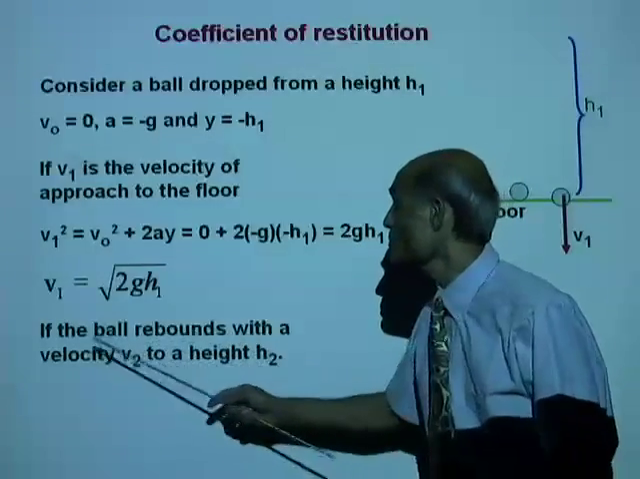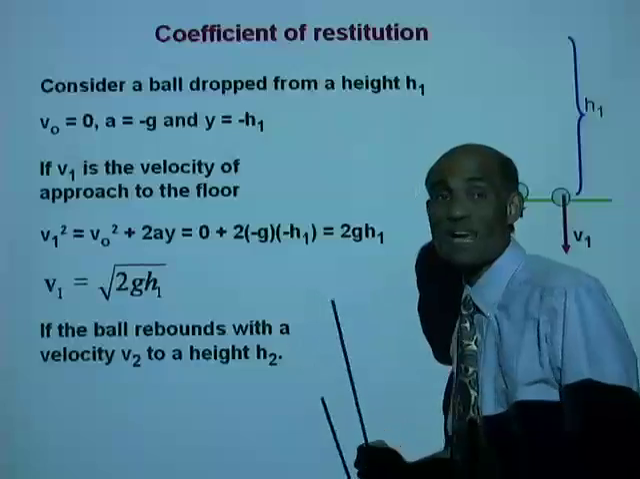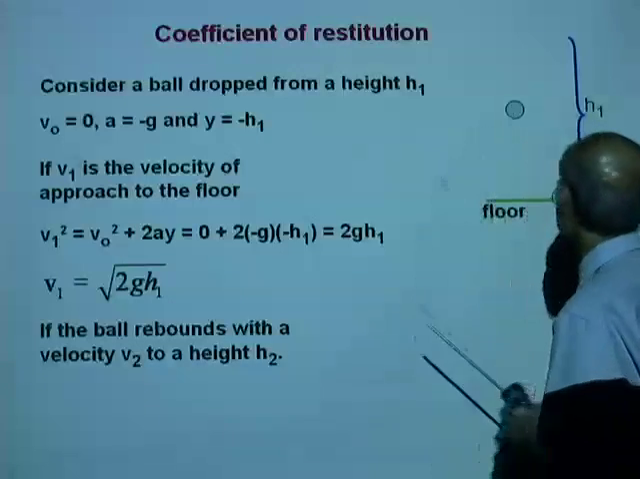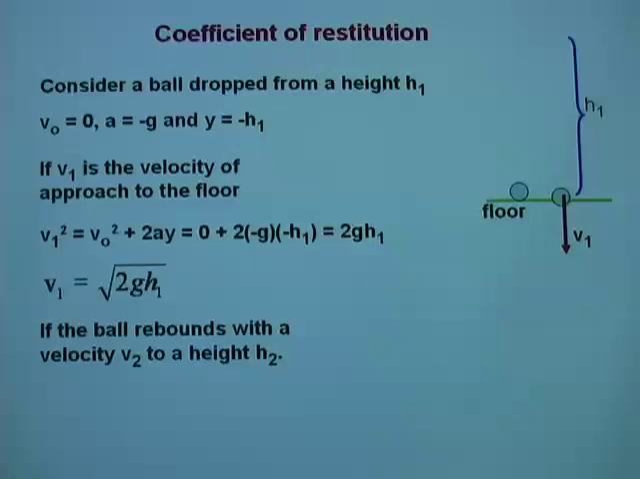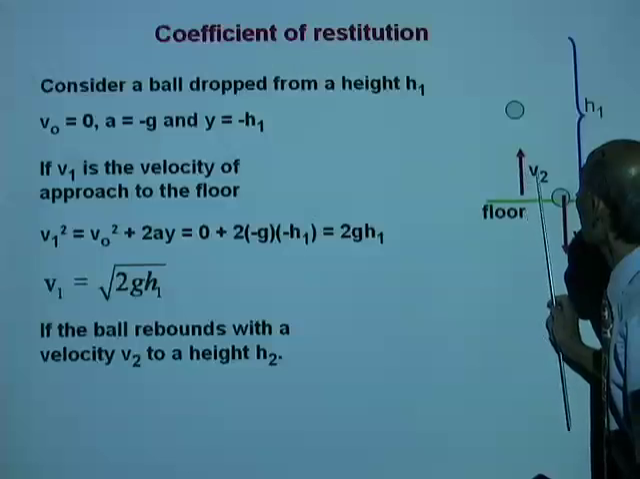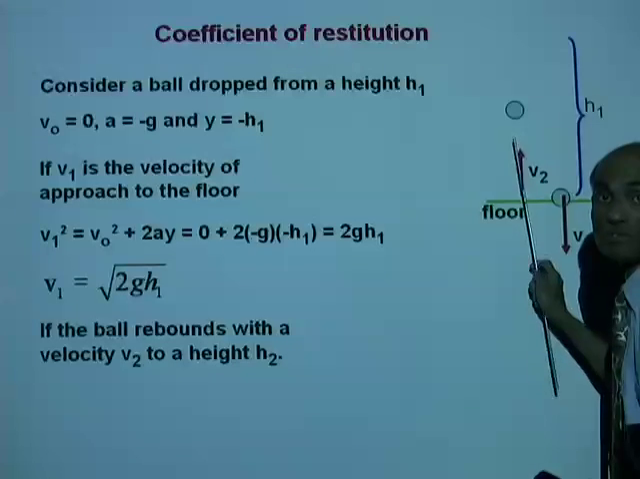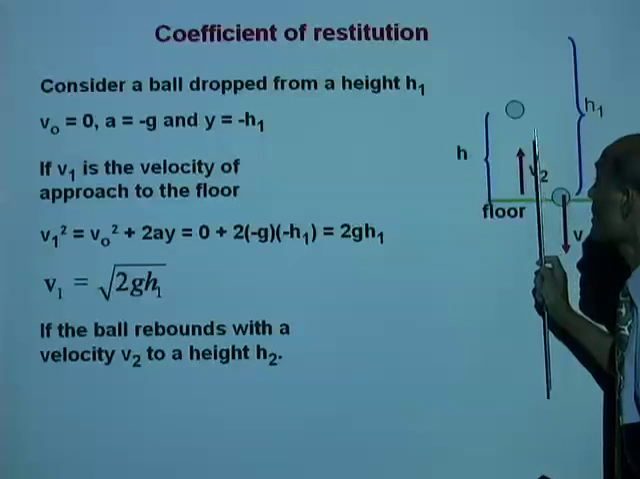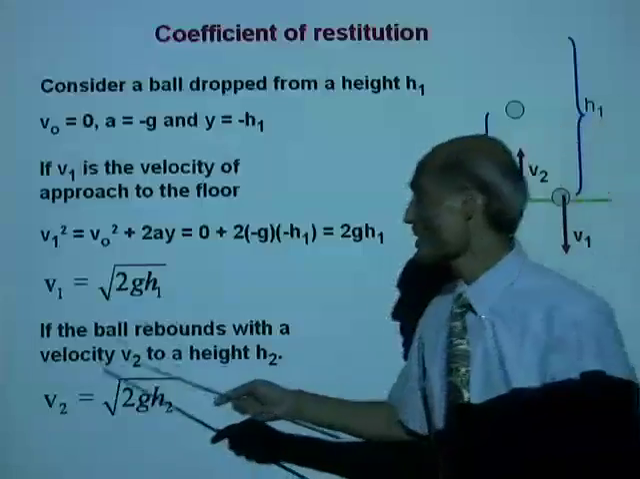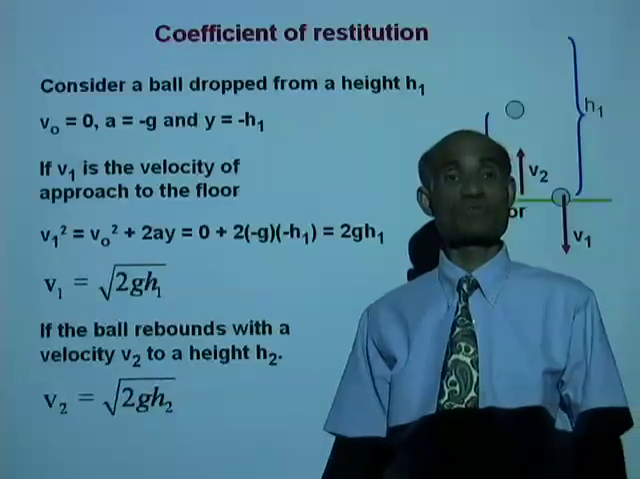If the ball now rebounds with a velocity v2 to reach a height h2, can you write a similar equation for the rebounding process? So the ball has now rebounded. After the ball hit the floor, it rebounds, and the velocity of rebound is v2, so its initial velocity here is v2, the final velocity is 0, and the displacement y is positive h2. In a similar way, I can show that v2 equals the square root of 2gh2.